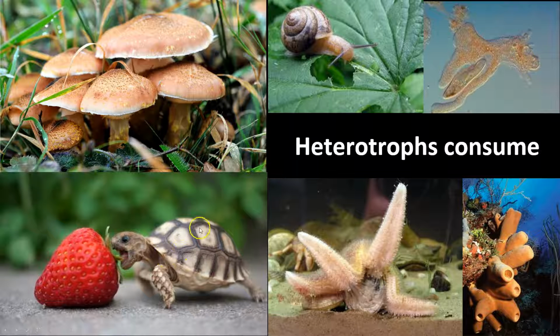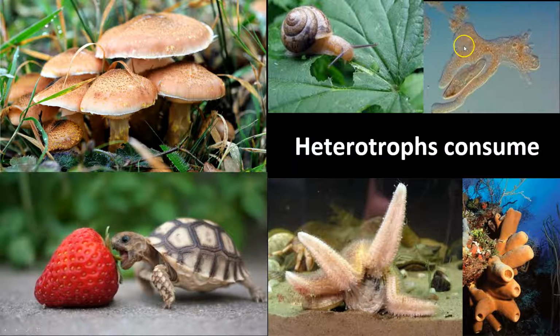Here we have a cute little turtle. It's consuming this plant. Starfish are actually predators. They go around and consume other shellfish and other organisms. We have this herbivorous snail. We have two consumers right here. We have an amoeba, and then we also have this paramecium.